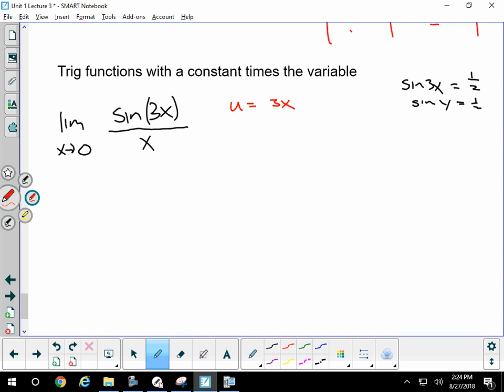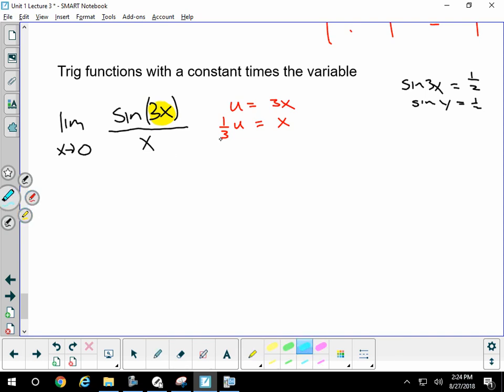Okay, so whenever I see 3x, I'm going to replace it with u. That's going to turn into u. And whenever I see x, I can solve this equation for x. Whenever I see an x, I could just replace it with a 1/3 u.